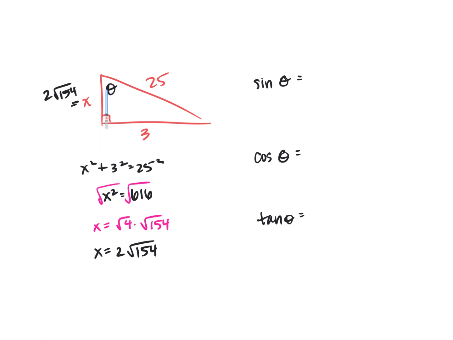Sine would be what over what? 3 over 25. Opposite over hypotenuse. Can we do anything with that? No, we're done. Cosine. SOHCAHTOA, adjacent over hypotenuse. What's adjacent to this guy? 2 root 154. Well done.